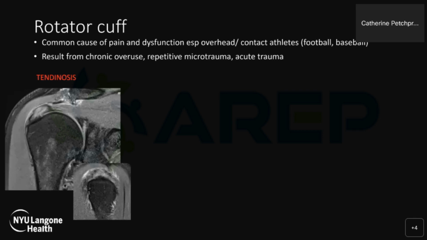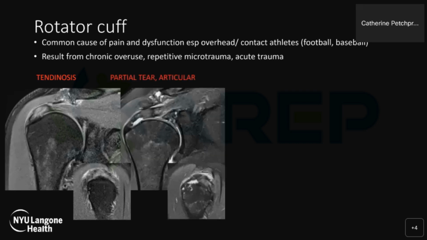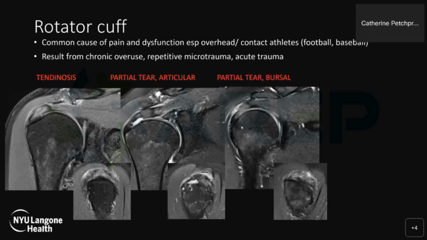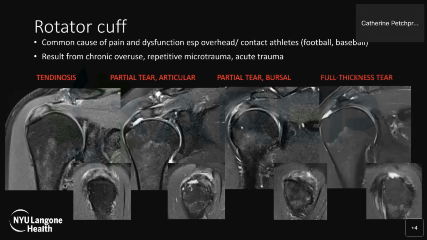The degenerated tendon is weak, and continued injury can result in partial tears, which involve some but not all of the tendon fibers. This is an articular side partial tear. Coronal oblique and sagittal oblique images show discontinuity of the articular side tendon fibers, which spares the bursal side fibers. This partial tear involves the bursal side fibers but spares the articular side. If the tear goes from the articular to the bursal side, it is called a full thickness tear.